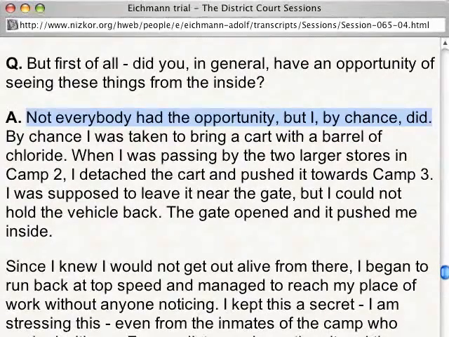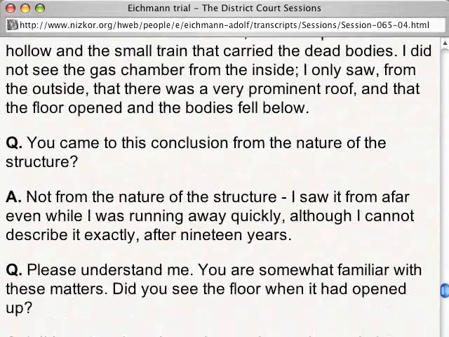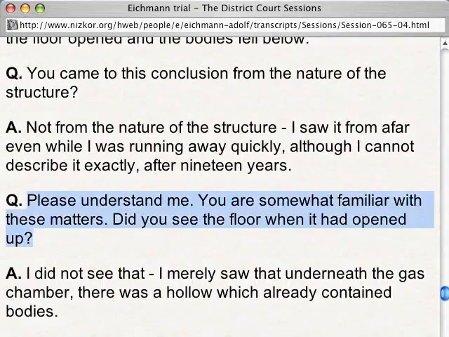Then Biskowitz tells a very weak story, which I'll spare you, and the judge then asks a point-blank question.